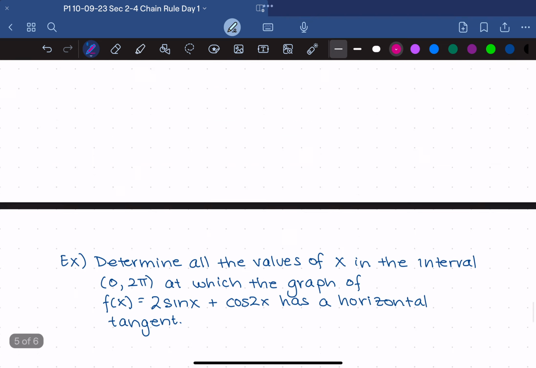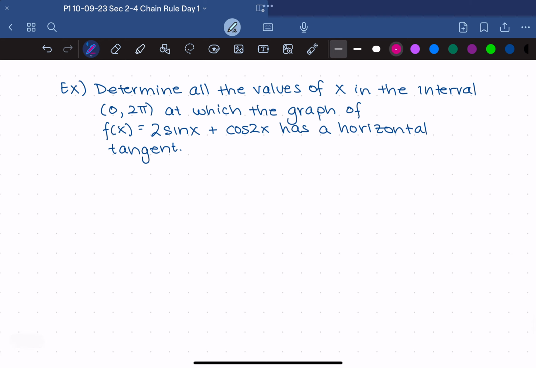All right, my last example. Try this one on your own. This one's going to use a trig identity, just warning you.